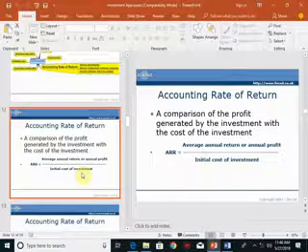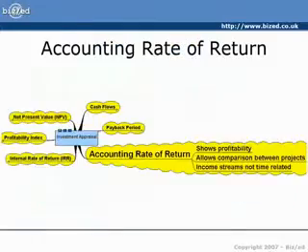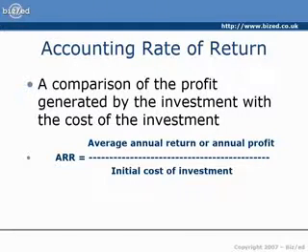comparison of the profit generated by the investment with the cost of the investment. Comparison of the profit, not the cash flows. The profits are different from the cash flows, because when the profits come, there are some non-cash flow items also included. Therefore, here the evaluation method is based on what? Accounting profits. That's why it's called the accounting rate of return.